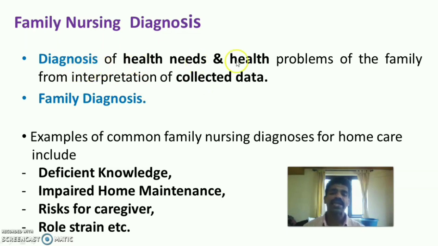So diagnosis of health needs and health problems of the family from interpreting the collected data or information from the family members that was already received during the assessment phase or assessment step. Then examples of common family nursing diagnosis for home care include deficient knowledge of the family member, impaired home maintenance by the family, risk for caregiver strain in the family, and role strain. When the role changes, family members may have stress, that is role strain. So these are some of the examples for family nursing diagnosis. Family diagnosis can be written according to the latest version of the NANDA nursing diagnosis.